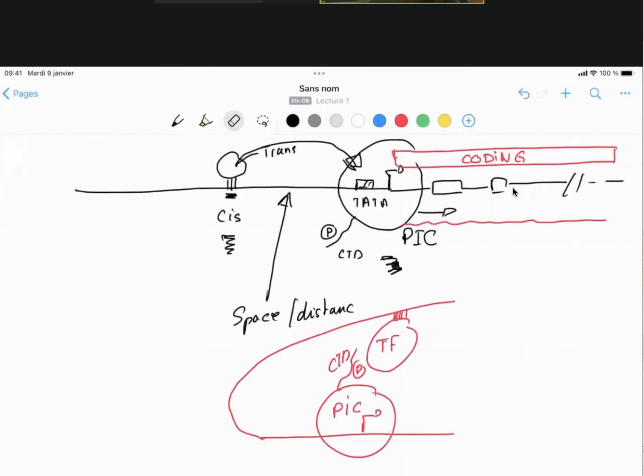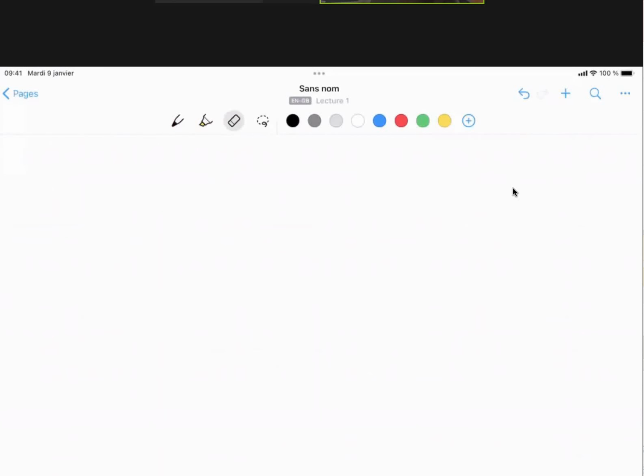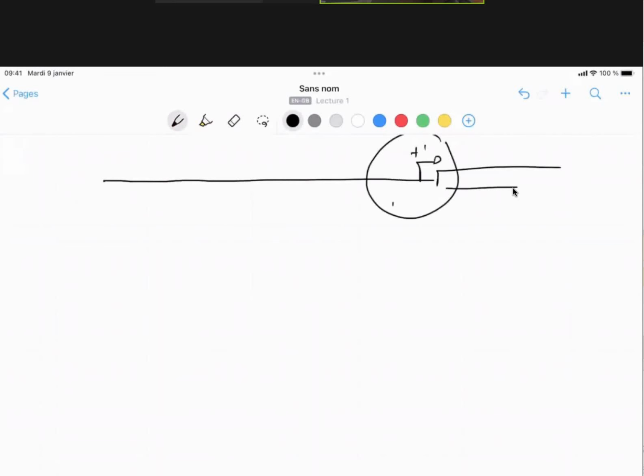Another point is the orientation of the sequences. So I show you one example. You have one promoter, so the coding region, the peak is here, and we've got one regulatory sequence in that direction.